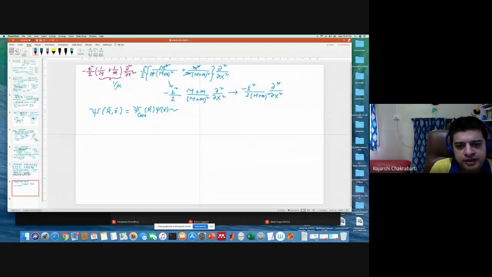Again, I am doing what is known as separation of variables. So when I do the separation of variables, I'll have two Schrodinger equations. One would be the one involving center of mass motion.